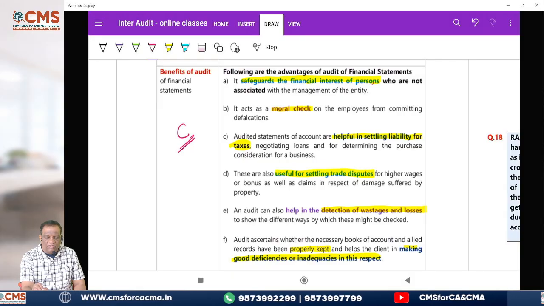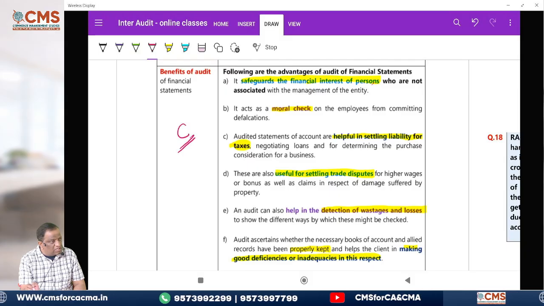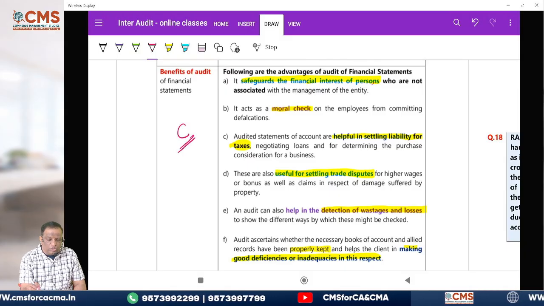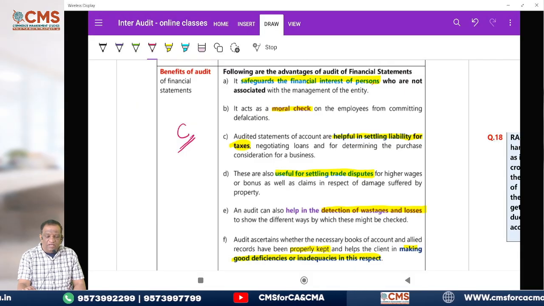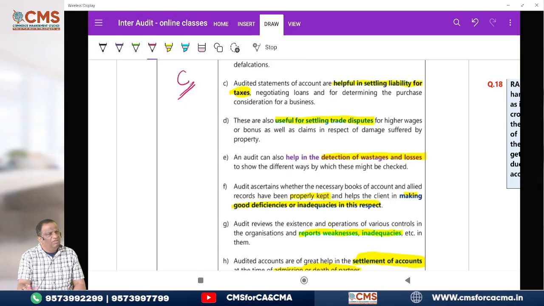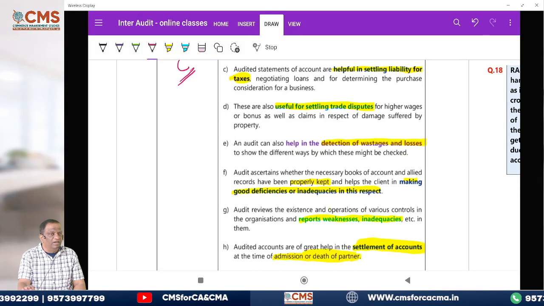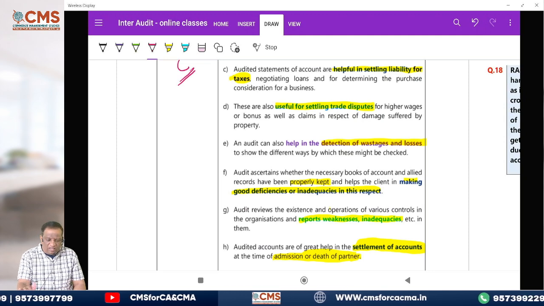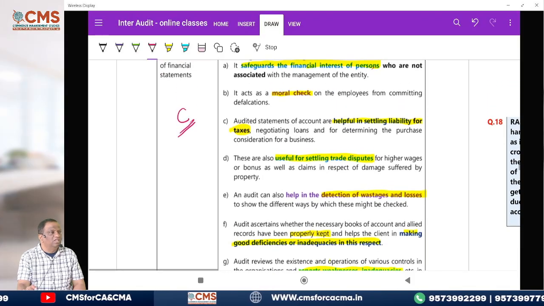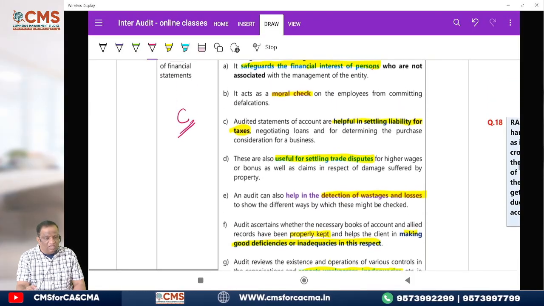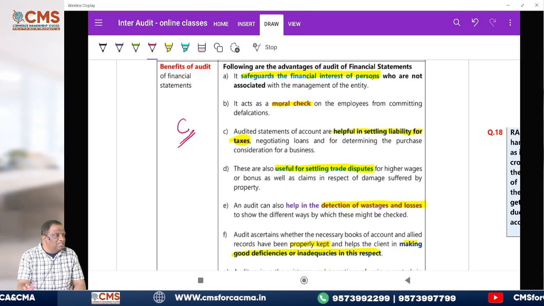Why do I need audit? Simple. It safeguards the financial interest of persons, it acts as a moral check, and it helps in settling tax liabilities. It is useful not only with tax liabilities, it will also help you resolve trade disputes, and help in detection of wastage and losses for the management. Very logically, you can think and write. There is no big rocket science, you don't have to learn all of them by heart. It's a generic question, and again I repeat, with the current trend of questions, the probability of you getting this is very limited. But 10 years ago, there were times when the same question was asked even for 10 marks. So the scanners can be slightly misleading.